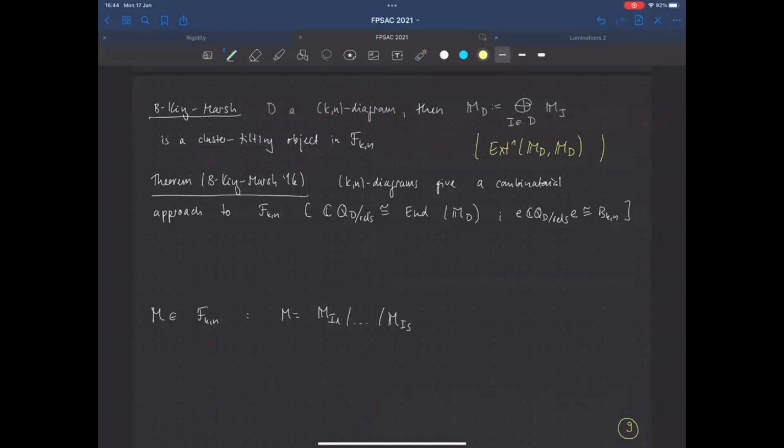With that, we can show that the KN diagrams give us a combinatorial approach to these complicated Grassmannian cluster categories. What we really show is we take this module MD, we look at its endomorphism algebra, and we show that it is isomorphic to an algebra we get directly from the diagram. So this comes directly from the alternating strand diagram.